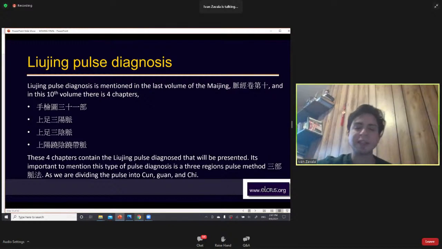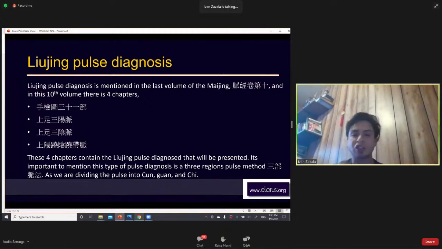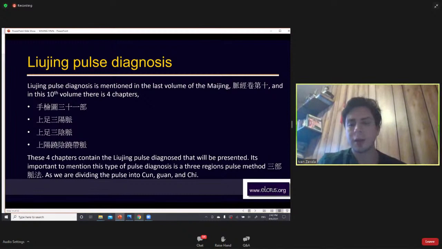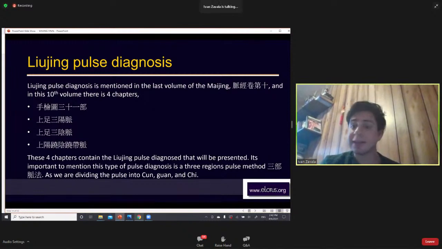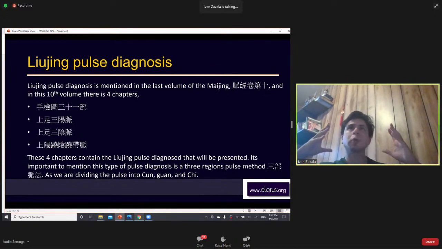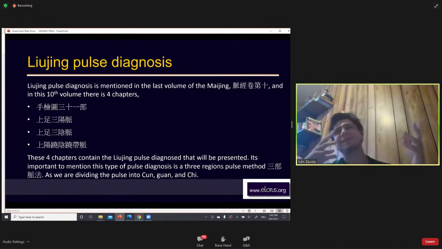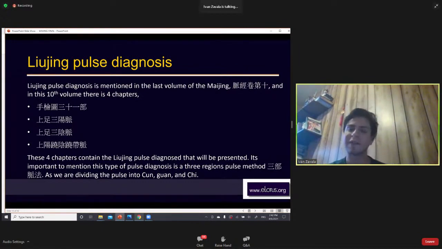It's important to mention this type of pulse diagnosis is a 3-region pulse method, as we are dividing the pulse into Chun, Guan, and Chi, right? Because some pulse methods don't divide the pulse into Chun, Guan, and Chi. But this is a 3-region pulse method, Chun, Guan, and Chi. And that is actually part of the Sanbu Jiuhou segmentalization. Remember, Sanbu Jiuhou means 3 regions and 9 indications. I think that's how they often translate that.